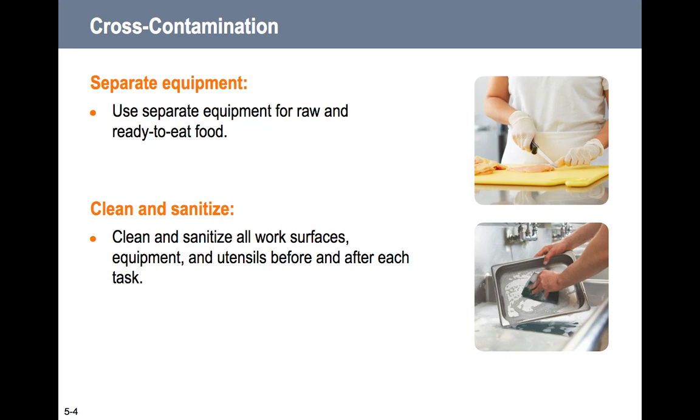For example, you should use one type of cutting board for cutting chicken, while using an entirely separate cutting board to cut lettuce. Or when you're finished with a pan that held raw chicken, take it to the 3-compartment sink and clean and sanitize it thoroughly before you put, let's say, ready-to-eat chicken salad into it.